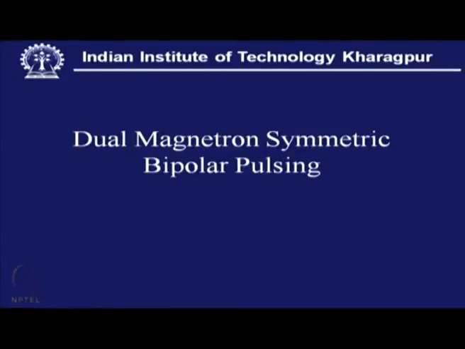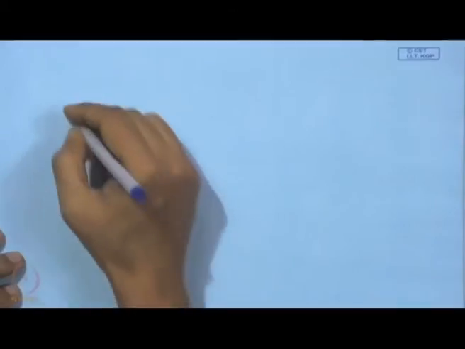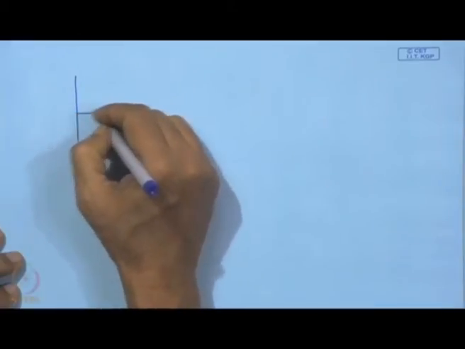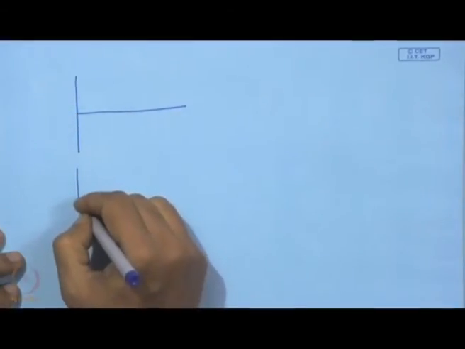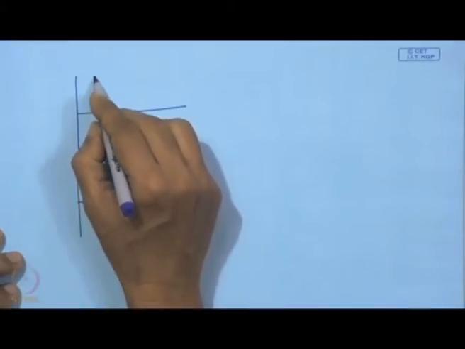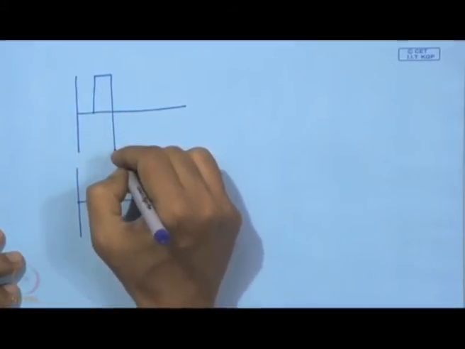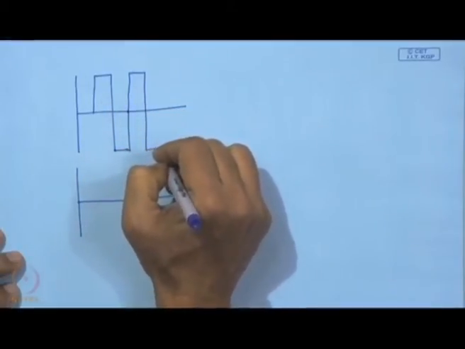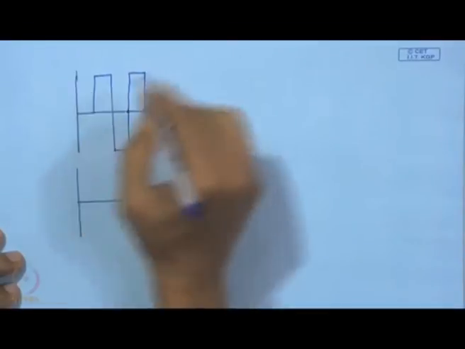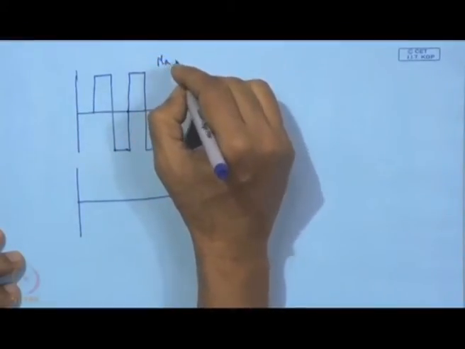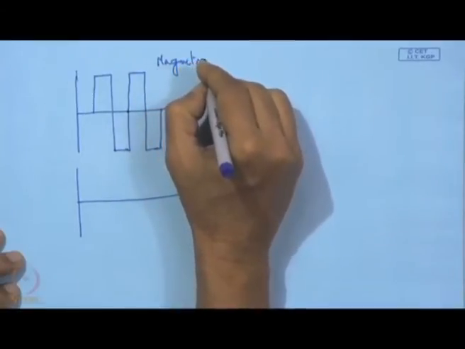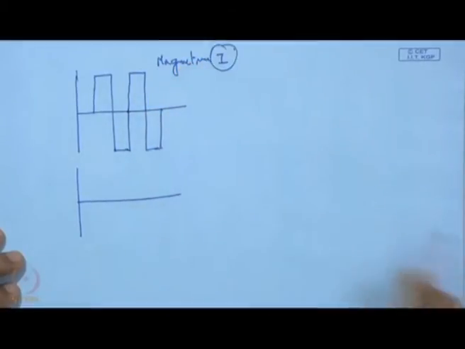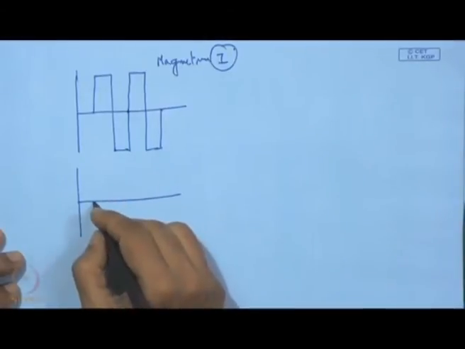Now, we have here dual magnetron symmetrical bipolar pulsing. Now, this one we can also look at with this illustration. We have two magnetrons and one may be following this cycle, this pattern. So, this is for say magnetron 1 or the cathode 1, and this is going to be the magnetron 2.